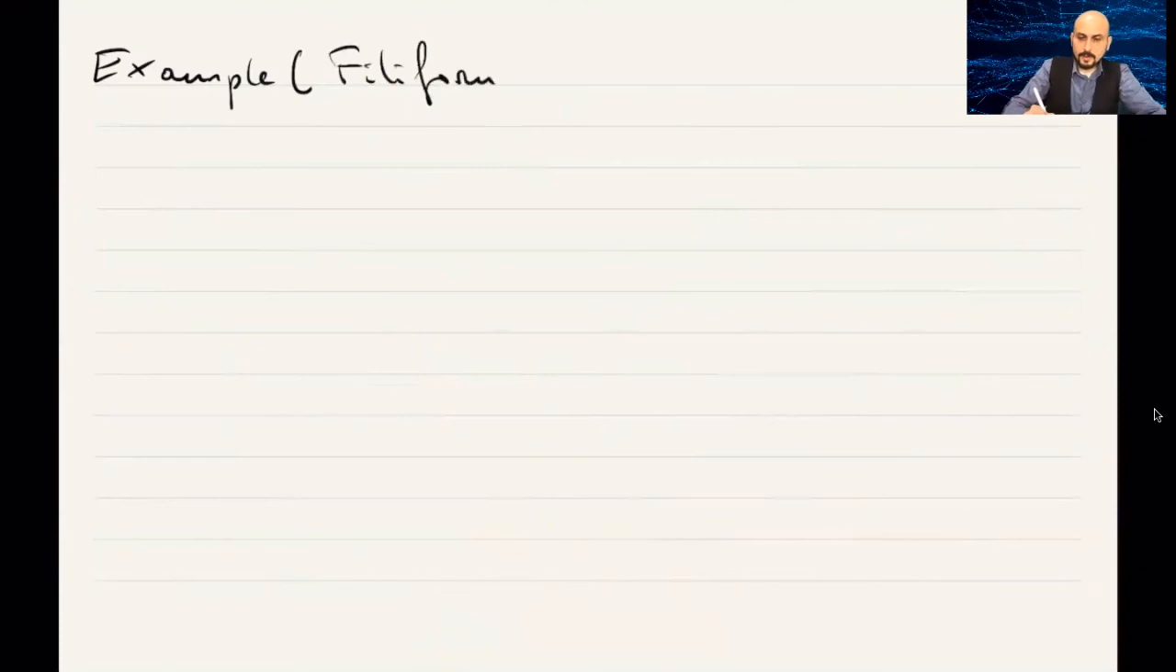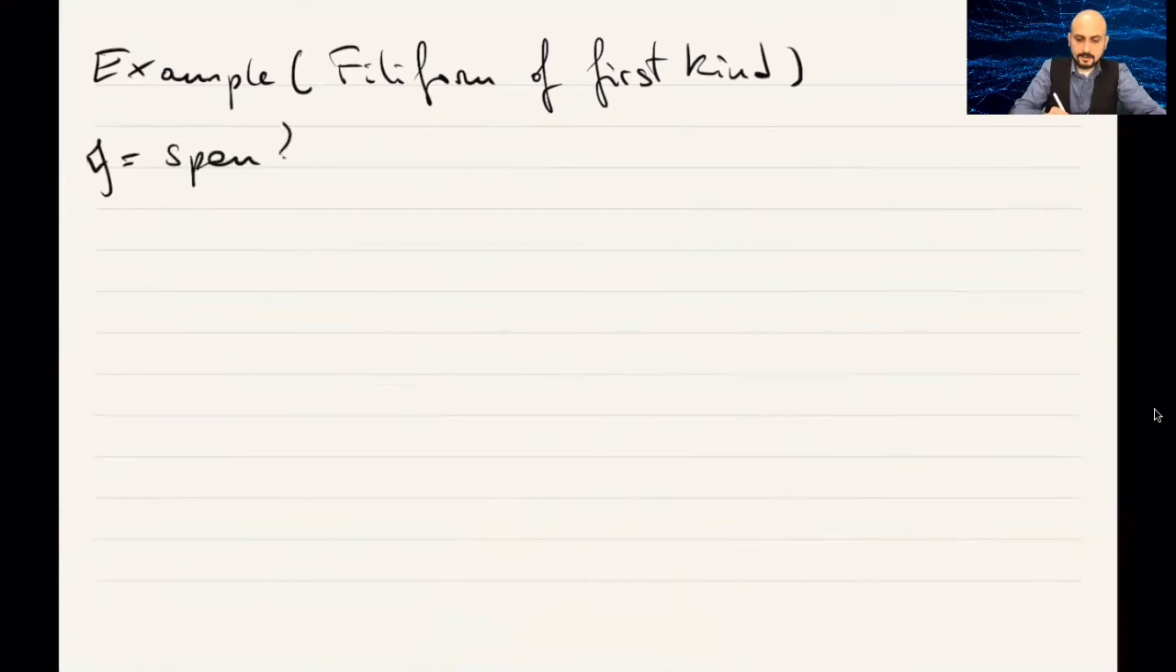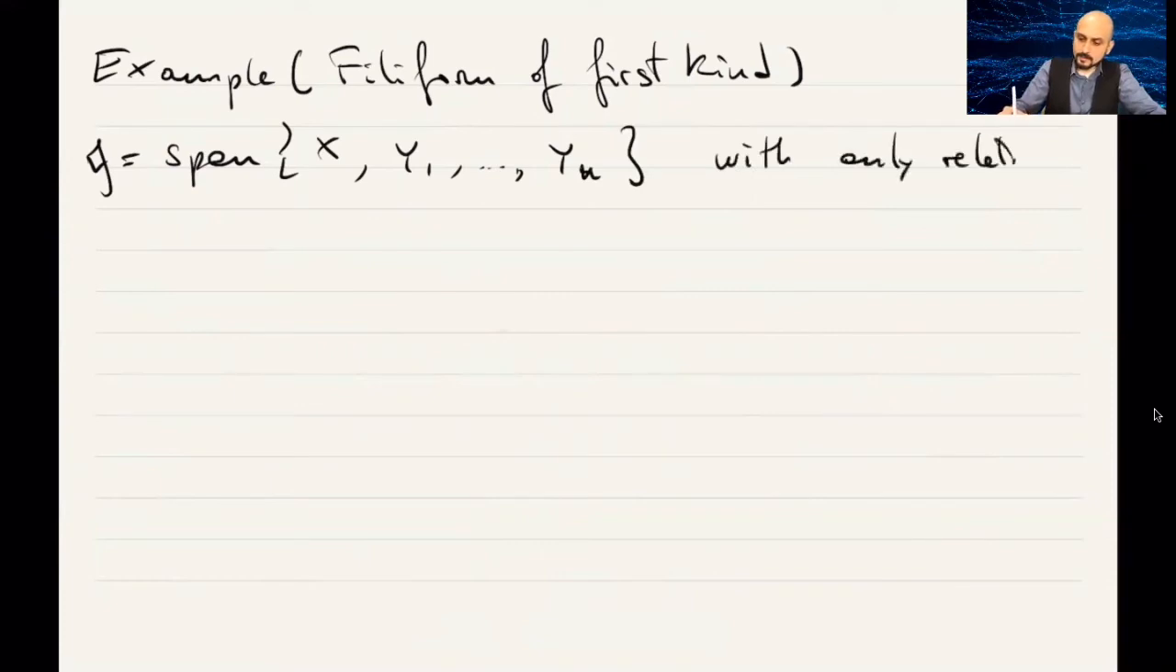Filiform of first kind. Okay, so G has a basis x, y1, ..., yn, so it's n plus 1 dimensional, with only one relation. The bracket between x and yj is equal to yj plus 1.